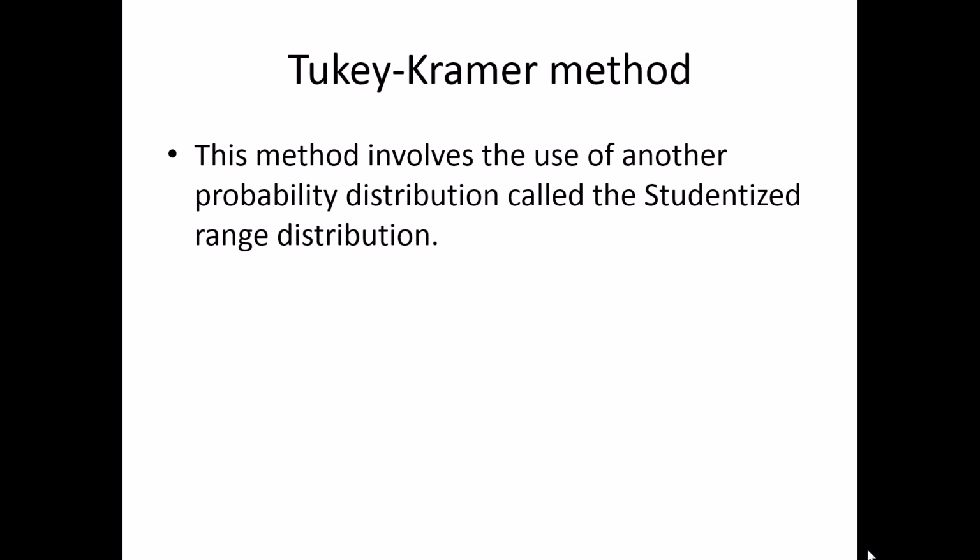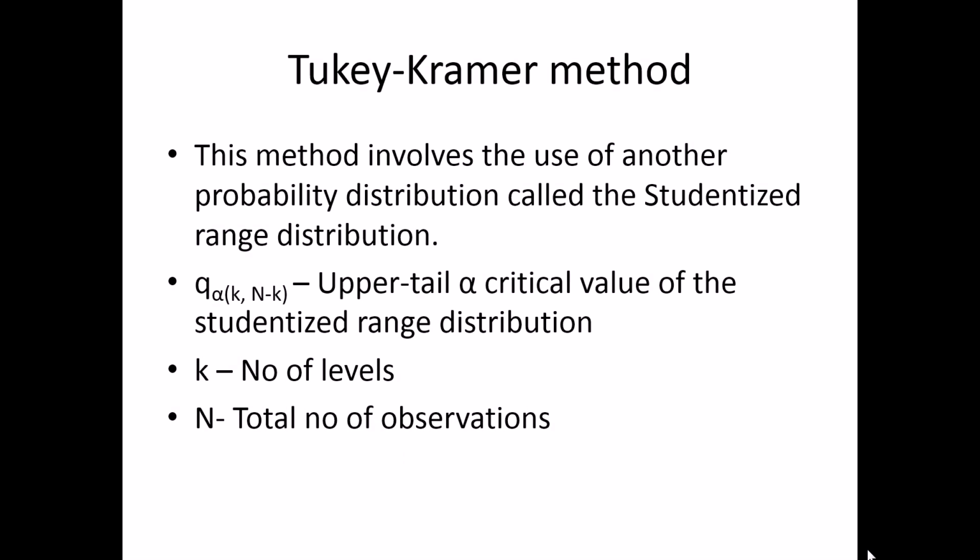So the Tukey procedure uses another probability distribution called studentized range distribution, where q alpha k n minus k is the upper tail alpha critical value of the studentized range distribution. This is analogous to F alpha k minus 1 and n minus k, where in the F distribution we use k minus 1 as the degrees of freedom 1. Here k is the degrees of freedom 1.